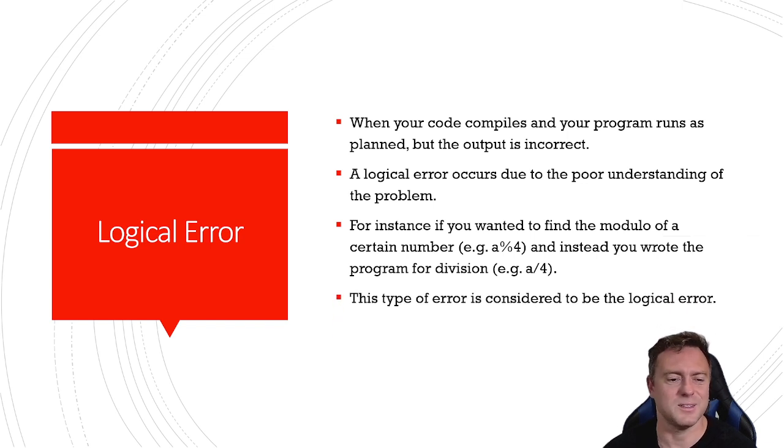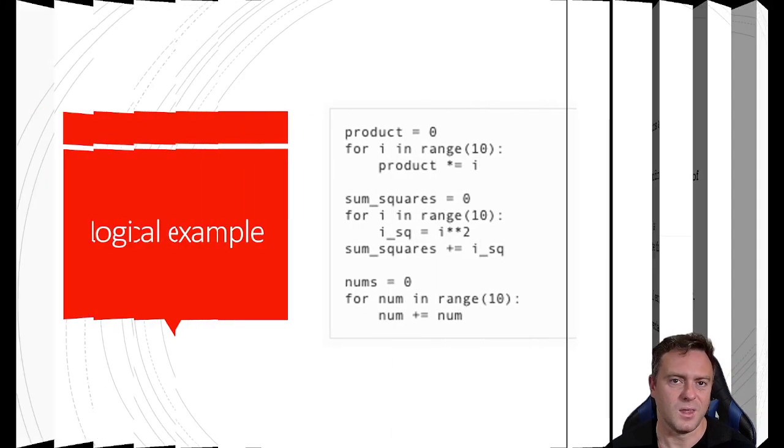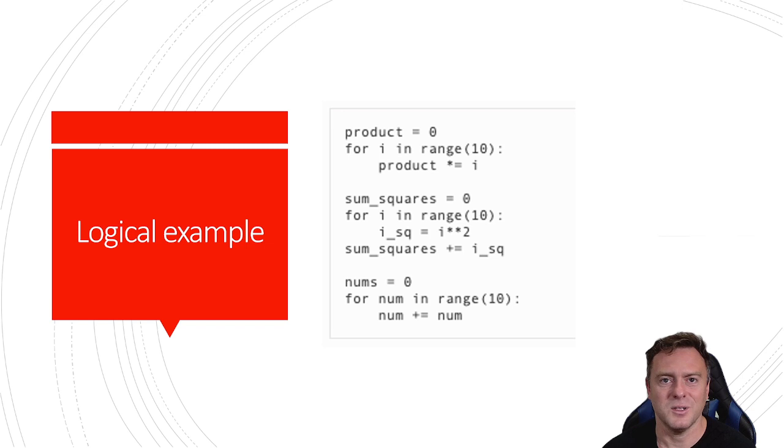Some may argue that it's a semantic error as well, but I like saying it's logical because it's a bit more focused. These types of errors are considered to be logical. So semantic and logical errors, like I said, have this sort of gray area overlap. It's kind of up to you to work out what works best for you. It doesn't really matter.